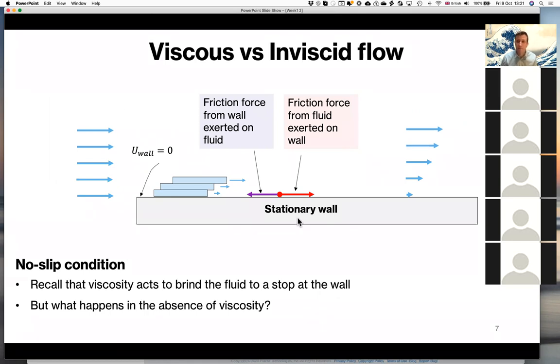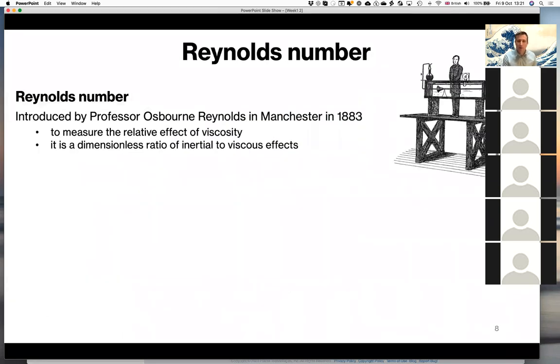So you recall this slide from the last lecture on Wednesday. We said that as the flow meets a solid wall, it is slowed down by the action of viscosity and brought to a complete stop at the wall. The velocity of the fluid at the wall is zero. And as such, there's a frictional force from the wall on the fluid and an equal and opposite frictional force from the fluid on the wall. And you go from having a constant velocity to a boundary layer.